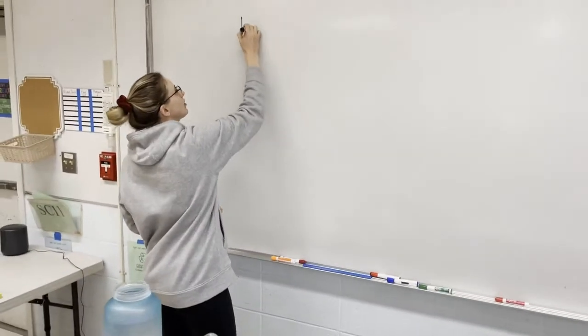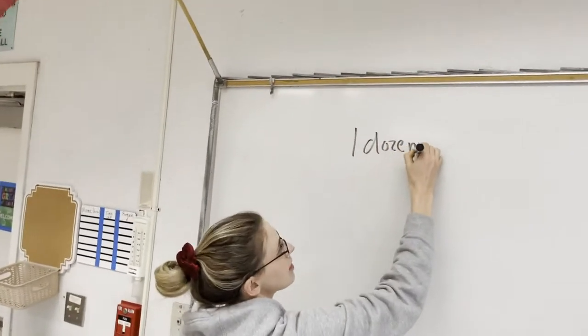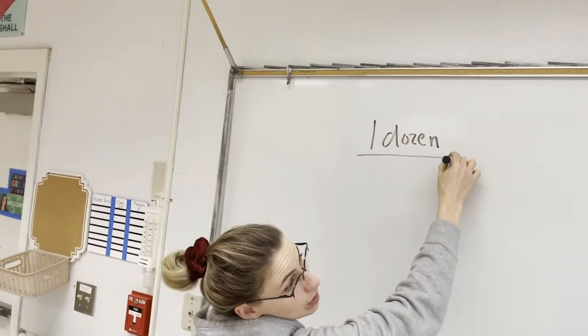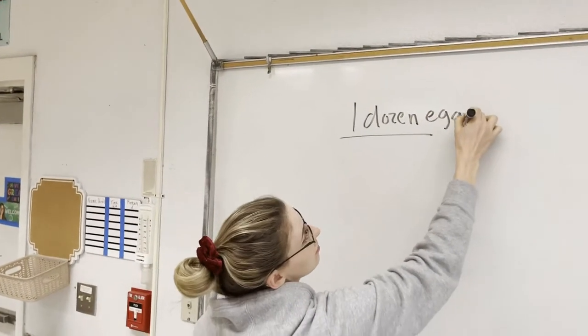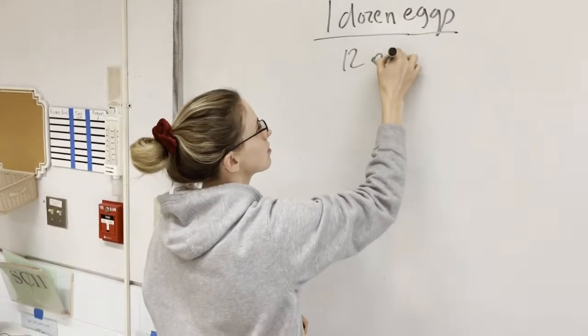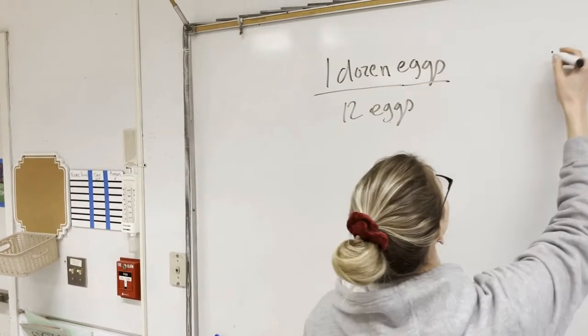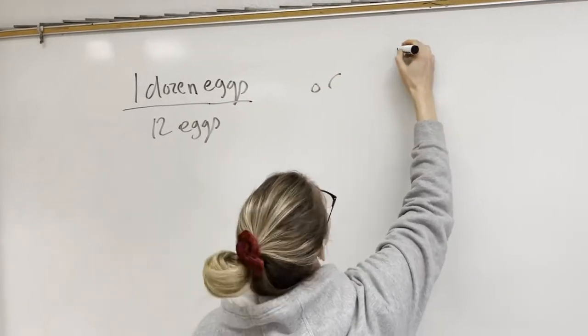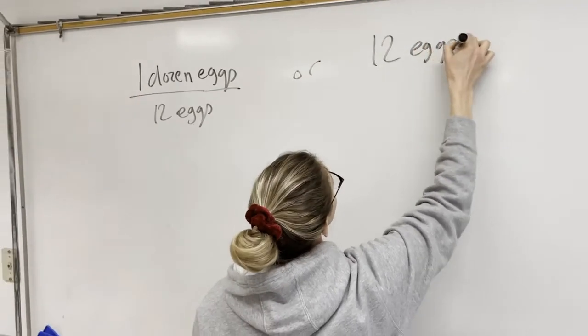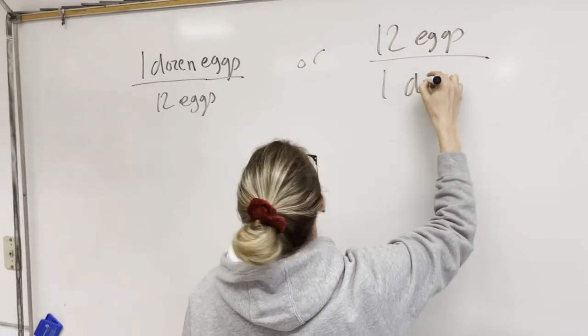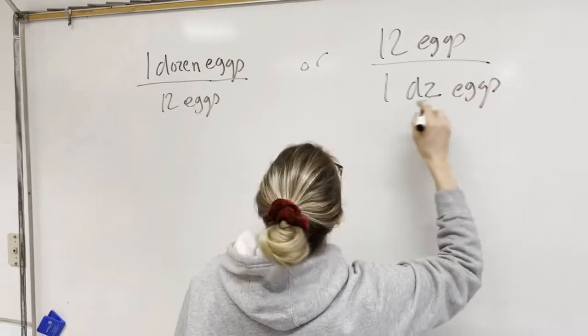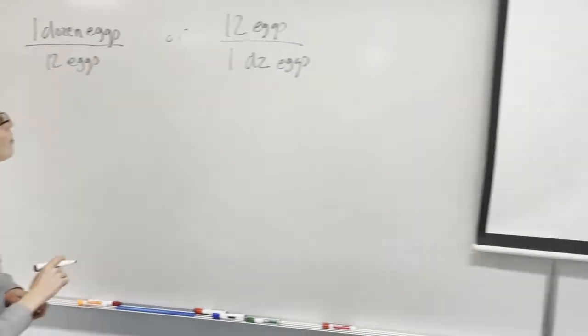All right, so it can look like this: 1 dozen eggs over 12 eggs. You're a much harder worker than I am. I always just did DZ for dozen. Well, that's a good idea. Or it can be 12 eggs over 1 dozen eggs. Okay, so those are the 2 fractions.